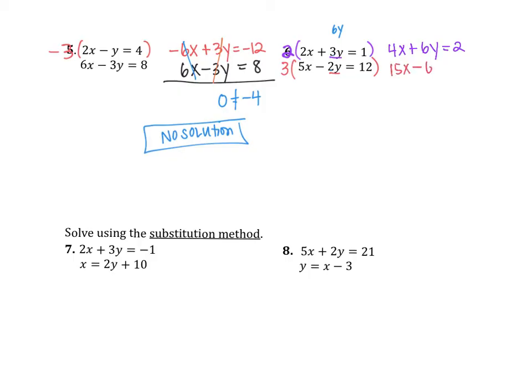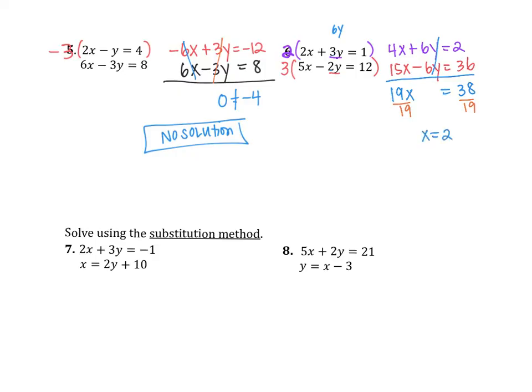15x minus 6y equals 36. Okay, let's go ahead and add this up. This is 19x. These cancel, equals 38. Okay, and these are big numbers, but remember, I try to make them come out nicely. So use your calculator if you need to. I got x equals 2.